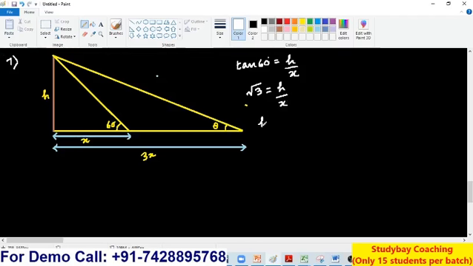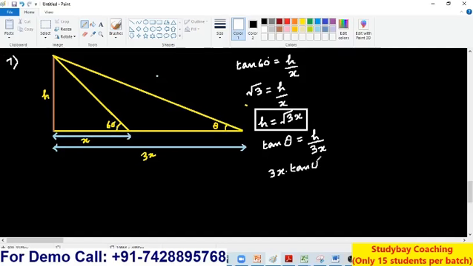And so this h will be equal to root 3 x, right? This is the first equation. Now, in the next case, we have tan theta, it's not known to me. Tan theta is equal to h upon 3 times x, right? Now, 3 times x into tan theta will be equal to h, alright? So this is our second equation.